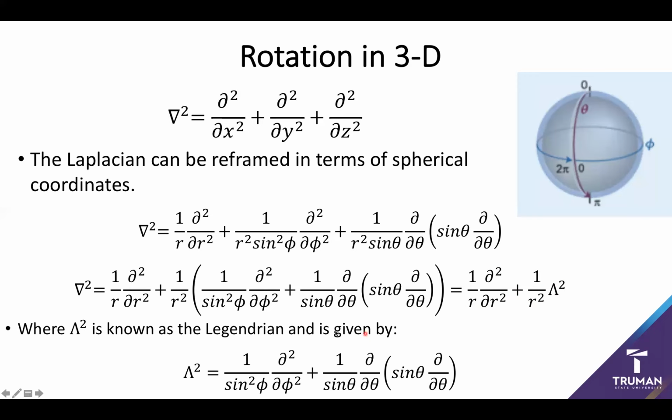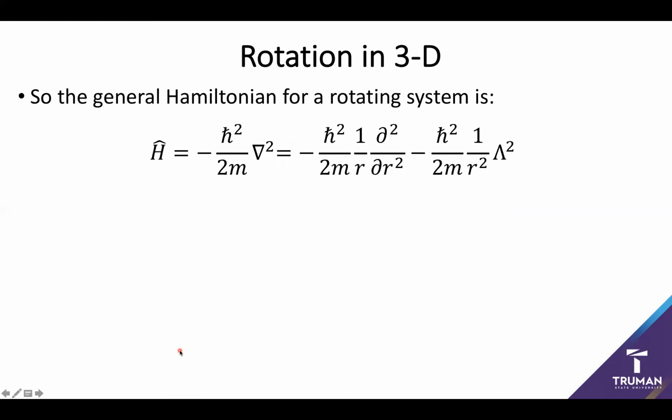However, one of the nice things is that the Legendrian does give us a fairly condensed way of representing a general Hamiltonian for a rotating three-dimensional system. So we can take our general equation, which gives us the kinetic energy for any three-dimensional system. We break it into this radial portion, which honestly doesn't look too bad, and then this angular portion, which again has a lot of similarity to what we've seen before.